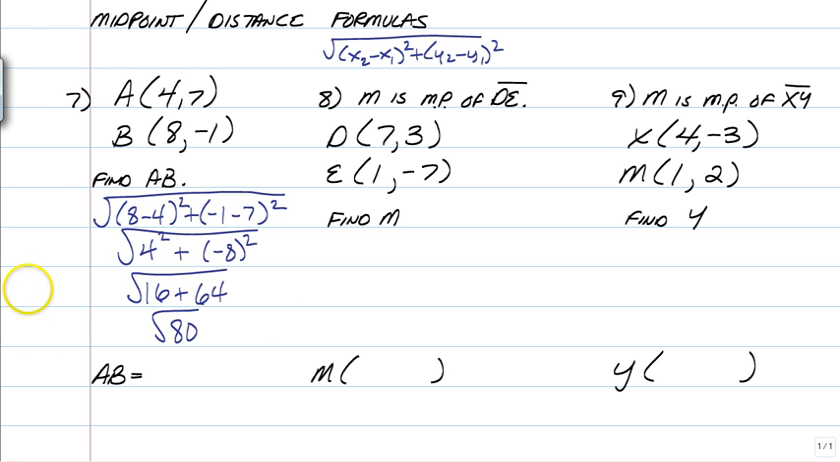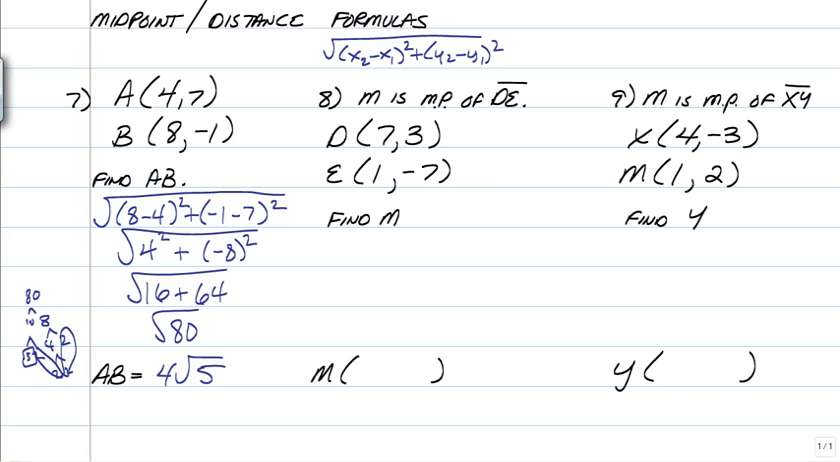So remember, to break that down, you just break down 80, and you're going to get 10 and 8. 8 will drop down to 4 and 2. 4 will drop down to 2 and 2. 10 will drop down to 5 and 2. So we have a pair of 2's. We have another pair of 2's, and we are left with a 5. So our answer is 4 root 5. Remember, you must know how to simplify radicals.